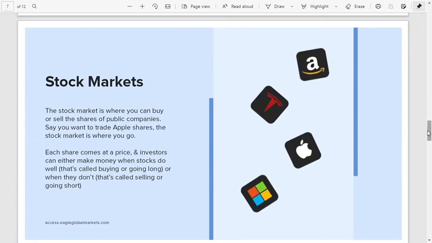The stocks market. The stock market is where you can buy and sell the shares of public companies. Let's say, for instance, you want to trade Apple shares. The stock market is where you go to. Each share comes at a price. An investor can either make money when stocks do well, which is called buying or going long, or when they don't, which is called selling or going short.